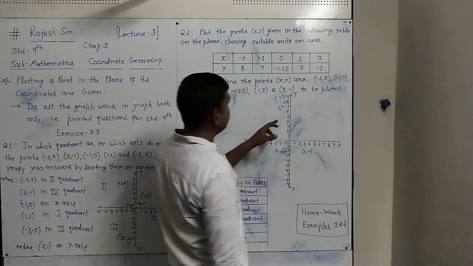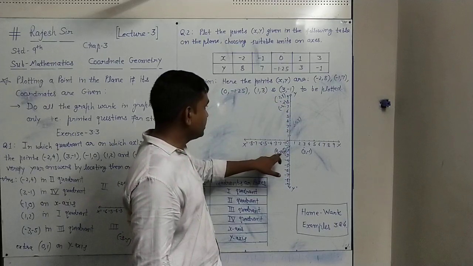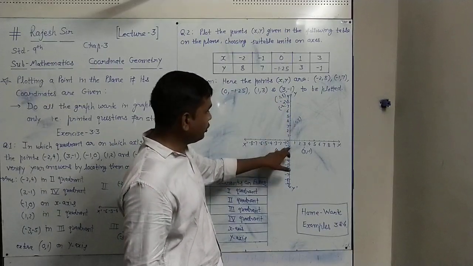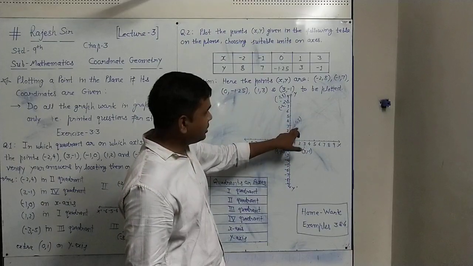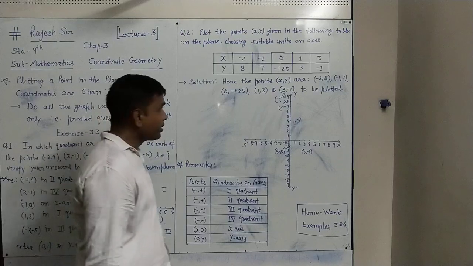So this way 5 points we have shown. This is minus 2, 8. This is minus 1, 7. This is 0, minus 1.25. And 1, 3 is this point, and 3, minus 1 is this point. All the 5 points we have shown.